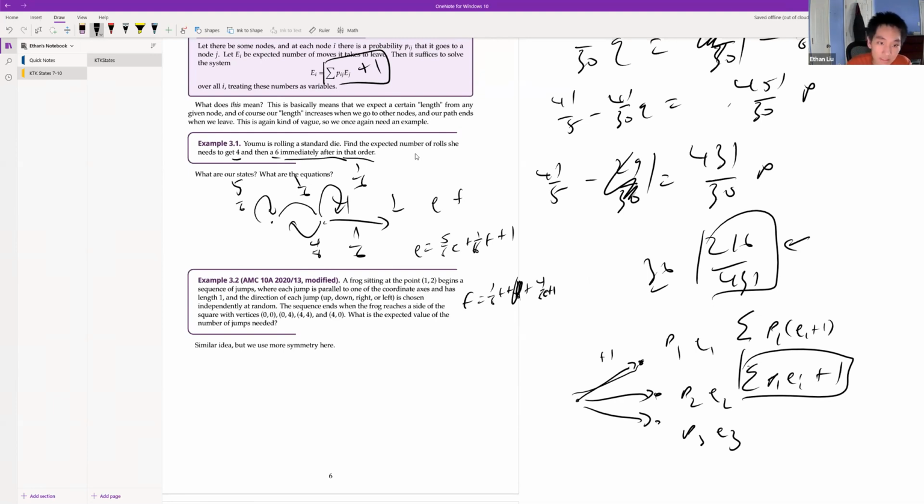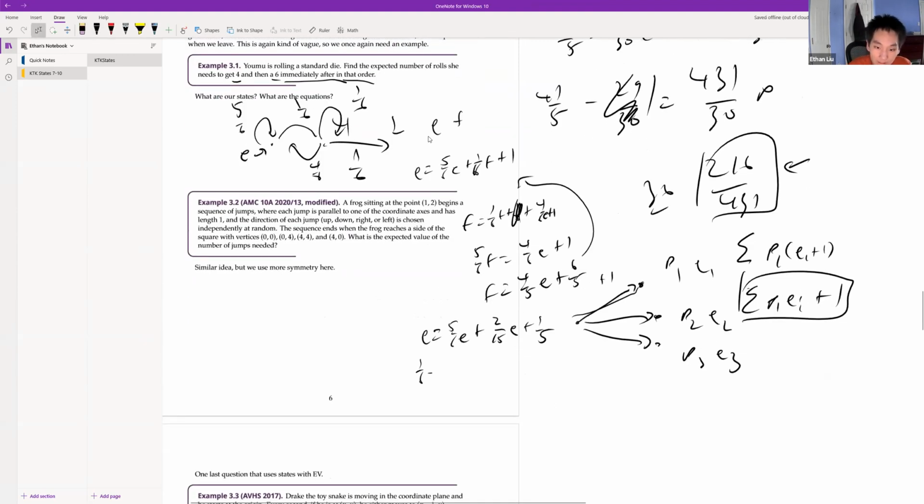And what we want to find, of course, is E, which is this one. And so same thing, we get 5/6 F equals 4/6 E plus 1. We multiply by 6, divide by 5, you get F is 4/5 E plus 6/5. Wow. And then this is a thing you can substitute back here and you get E equals 5/6 E plus 2/15 E plus 1/5.